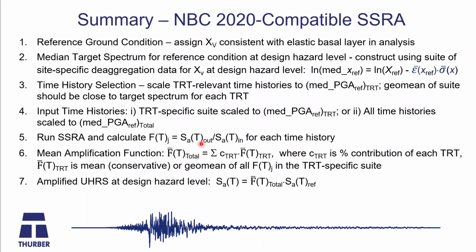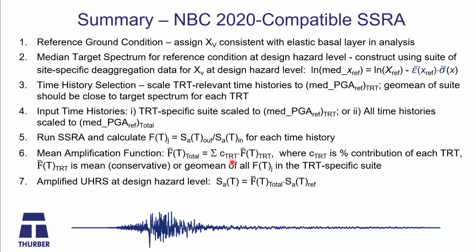So you can also use the mean. My experience with this study was that there was very little difference between mean and geomean for the amplification function itself at most periods. Okay, which means the amplification function is more normally distributed. But if you took the mean, you're going to tend to be conservative. Geomean specifically is going to be more consistent with the logarithmic distributed framework where they calculate this.